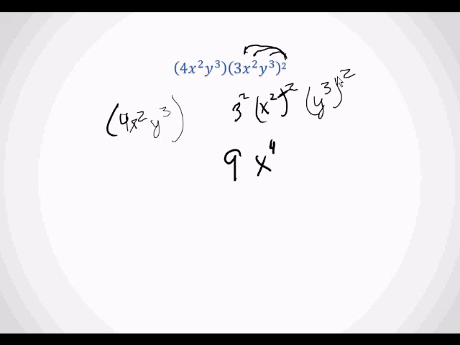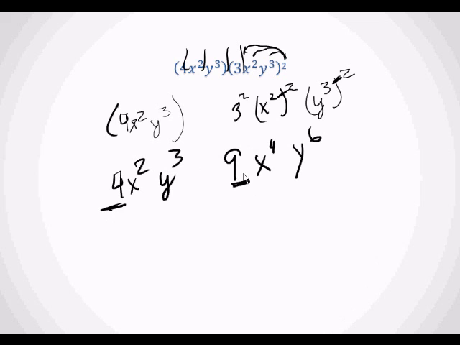3 squared is 9. When you have a power raised to a power, you multiply. So I have x to the 4, 2 times 2 is 4. Power raised to a power is called the power rule. You multiply. I have y to the 6. 4x squared, y to the third.